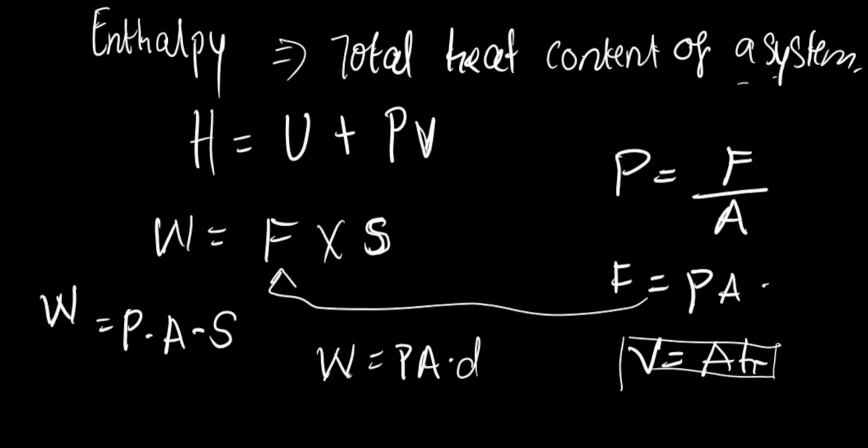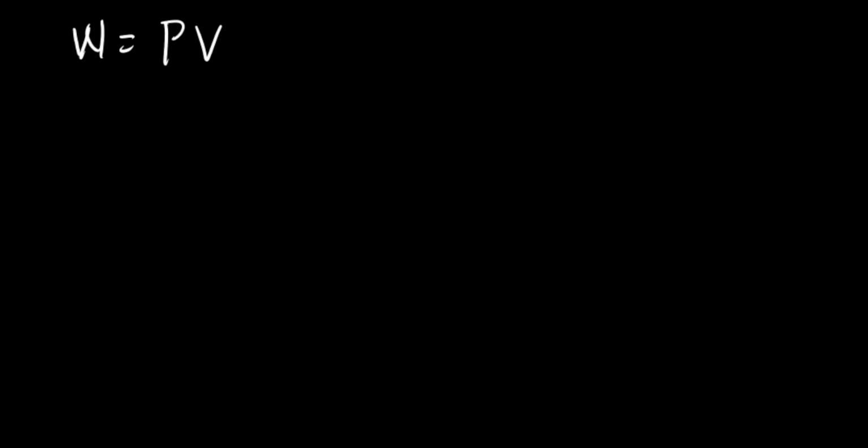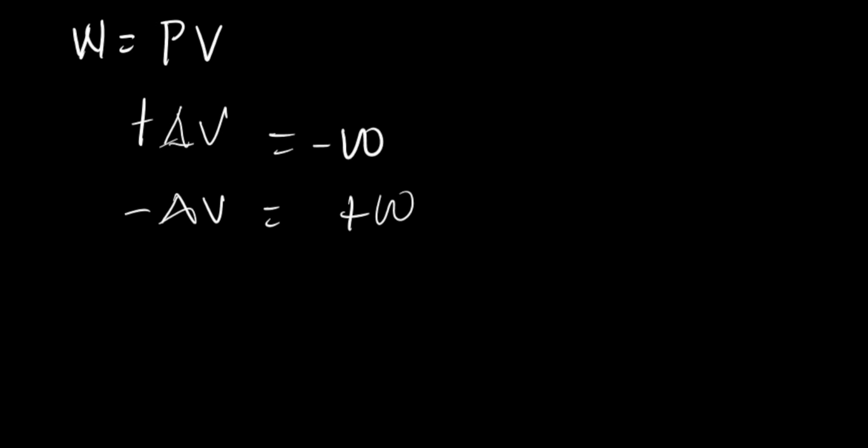So it means that we could replace area and distance with volume. So basically, work is equal to pressure times volume. It's very important for us to take note of the fact that when we have a positive change in volume, we would have a negative work. And when we have a negative change in volume, we would have a positive work. So it's very important for us to take note of this, that the sign of change in volume and work is always opposite.